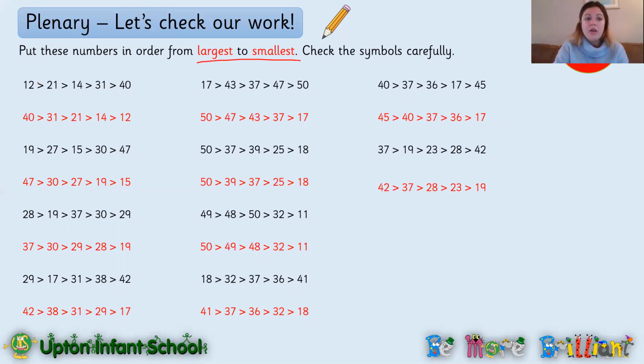Now hopefully that didn't catch you out and you did numbers that were largest to smallest. Okay, so looking at our first question here, we had 12, 21, 14, 31, and 40. So hopefully you put 40 is more than 31, 31 is more than 21, 21 is more than 14, and 14 is more than 12. So hopefully you saw that we have been using our more than symbol because we were putting numbers in order from largest to smallest. Okay, so pause the video here and you can check your answers with these red number sentences. They're the correct answers.